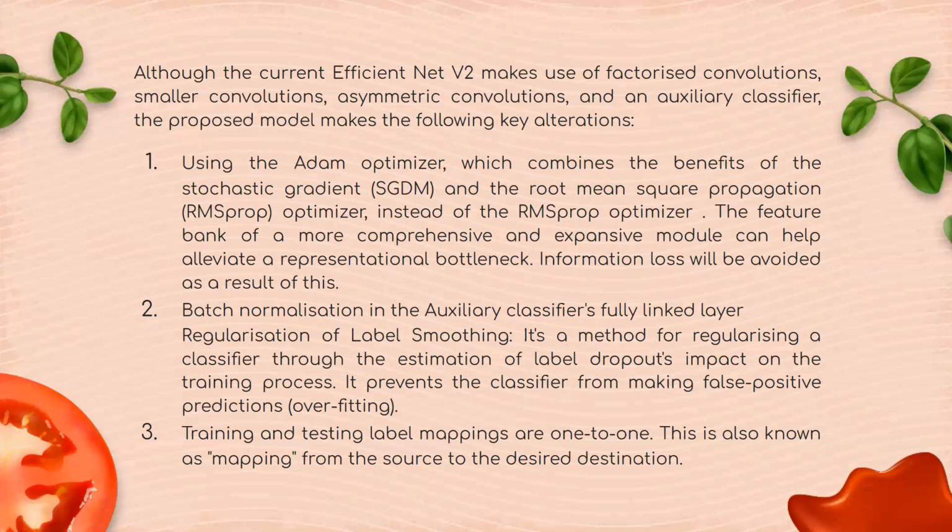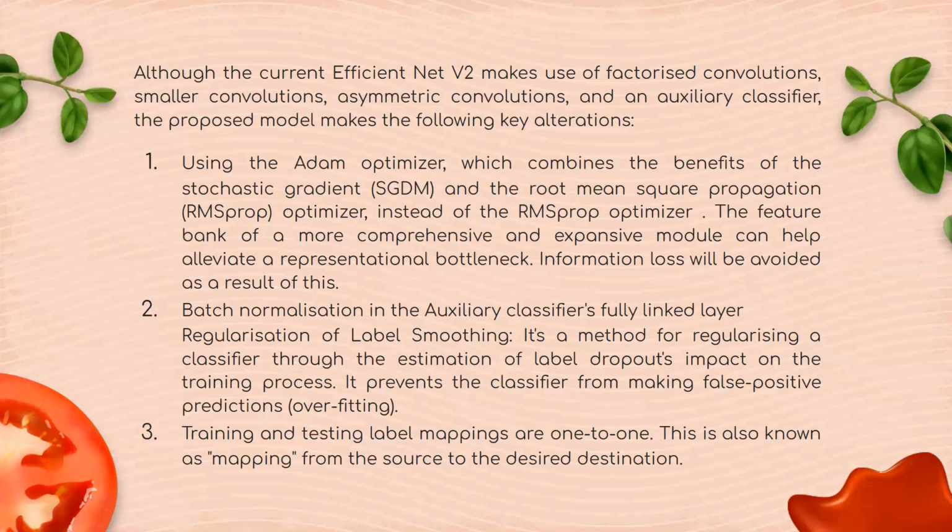A representation bottleneck can be eased by a more complete and broad module feature bank, and as a result, information loss will be prevented. Batch normalization, the fully linked layer of the auxiliary classifier. Label smoothing regularization is a technique basically for improving a classifier by estimating the effect of label dropouts during training, which stops the classifier from overfitting and producing false positive predictions.